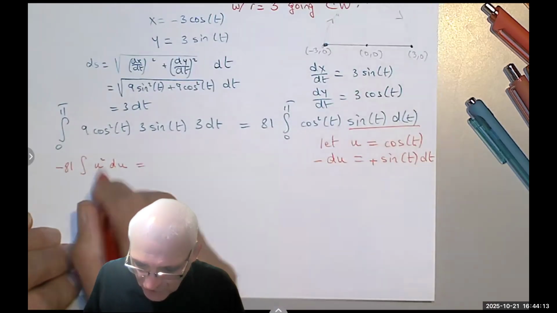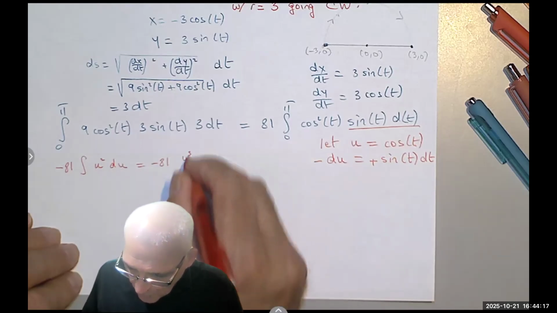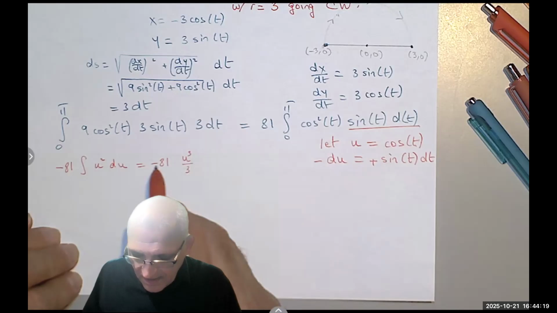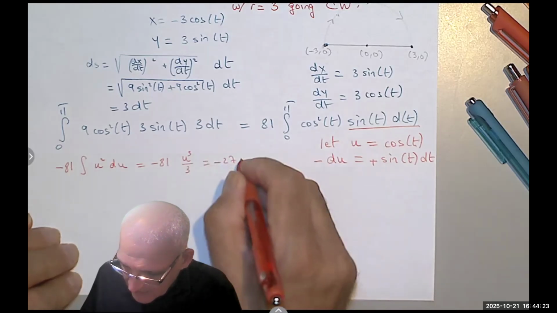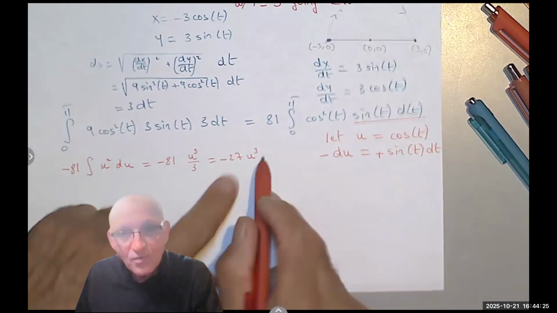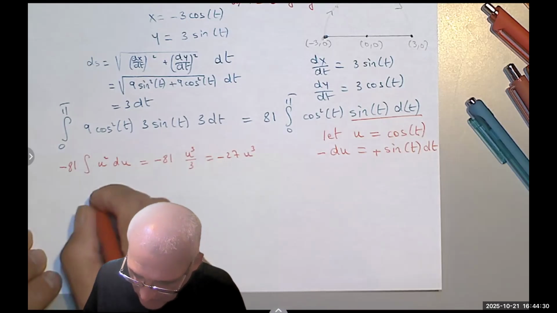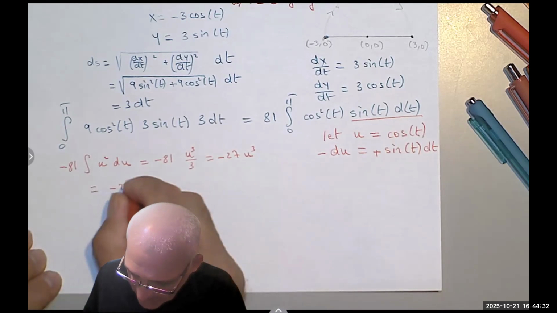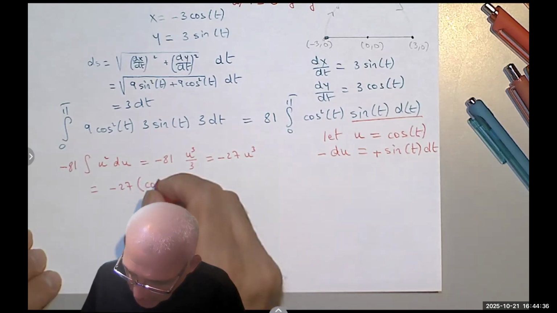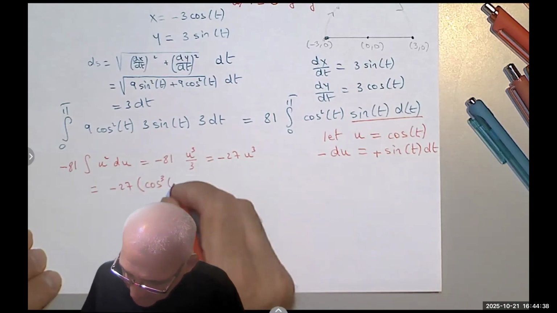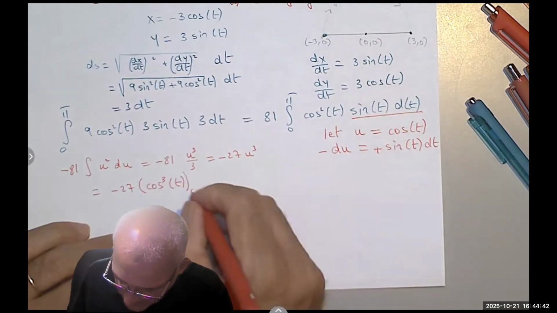Then when I integrate u square, I will get u cubed over 3. 81 over 3 is 27, so you get -27 u cubed. Now I'm going to return back and say u was cosine, right? So that becomes -27 cosine cube of t, evaluated from 0 to pi.